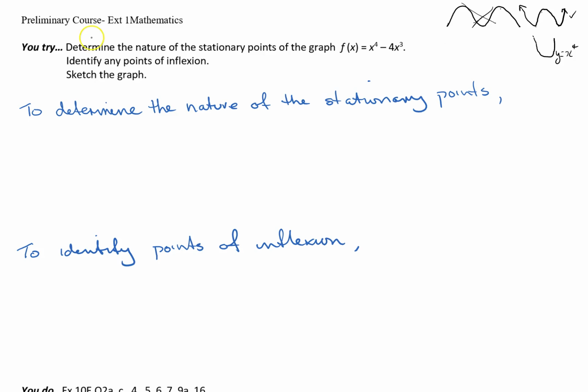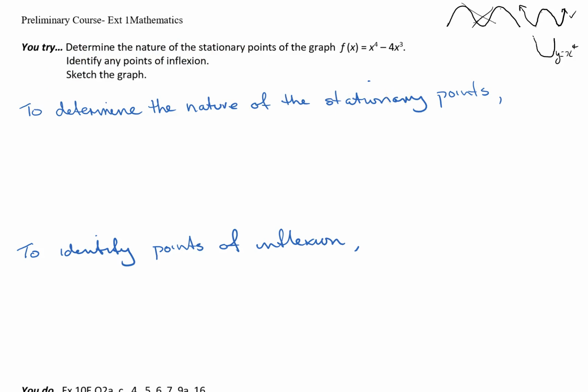Okay, so 1, we'll be determining the nature of the stationary points. 2, identify any points of inflection. And 3, sketch the graph. We've really got a lot to do here in this example. So back to determining the nature of the stationary points, use the wording of the question to begin your solution and say, to determine the nature of stationary points.